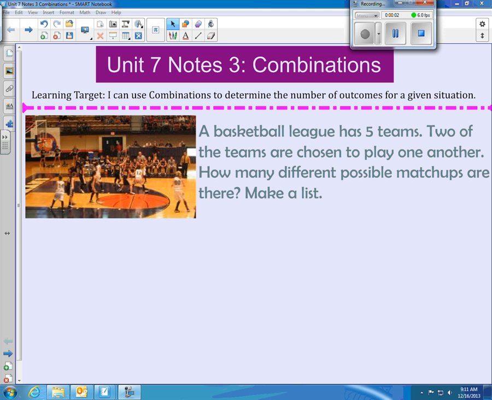Welcome back, guys. Mrs. Matheson here to lead you through Unit 7, Notes 3 on combinations. Our learning target is I can use combinations to determine the number of outcomes for a given situation. So we're going to look at this.